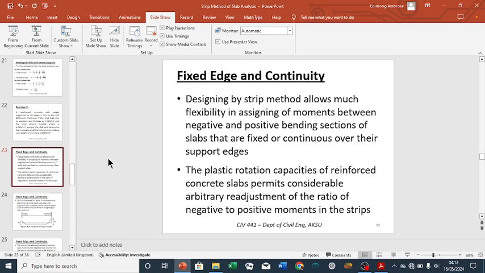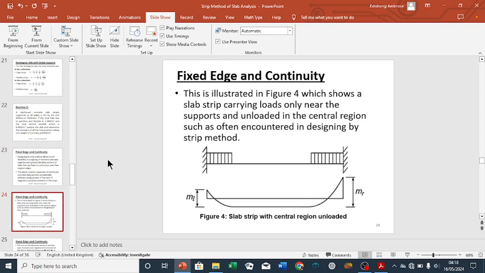Now, the strip method of slab analysis allows a certain range of flexibility between the span moment and support moment. There is a limit of flexibility because of the plastic rotation capacity of reinforced concrete slabs. Considerable arbitrary readjustment of the ratio of the span moment and the support moment can be comfortably made. So let's look at this figure.